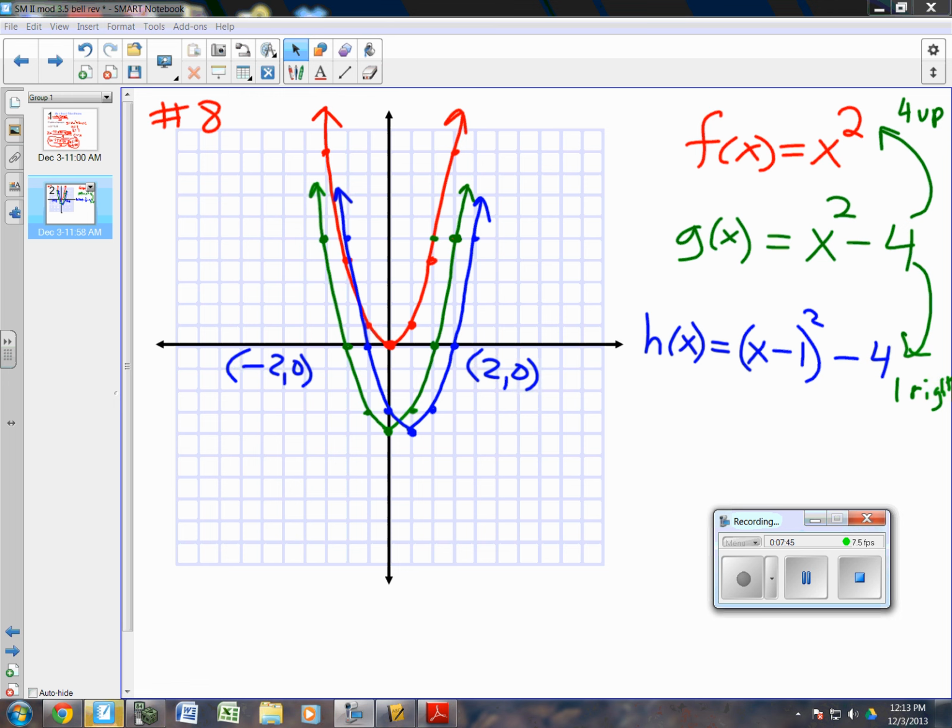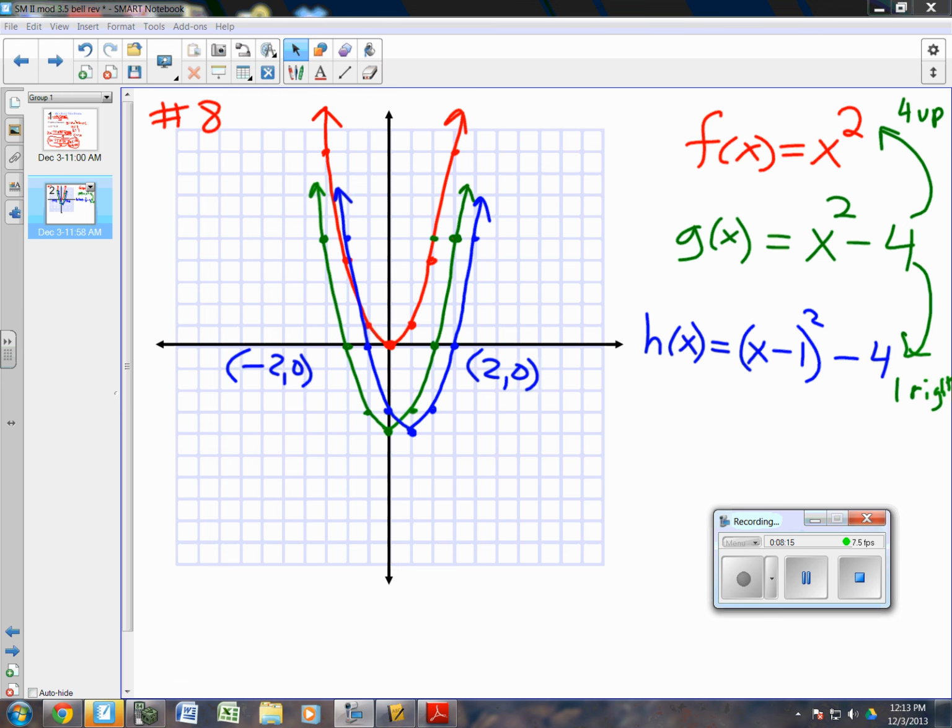Okay, question number 9. How can the transformations that occur to the function f of x equals x squared be used to determine where the x-intercepts of the function's image will be? Remember, transformation is moving it. We did vertical shifts and horizontal shifts. So how can the transformations be used to determine where the x-intercepts will be? How did we use it right here?